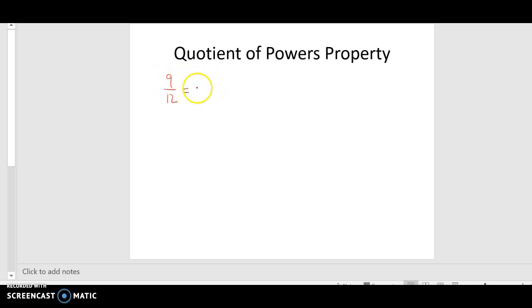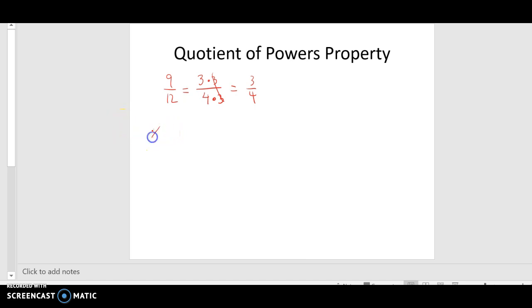So if I reduce this fraction, we all know that it would reduce to 3 over 4. But if I break this up into 3 times 3 over 4 times 3, what happens is these 3's cancel out and leave me with 3 over 4. Okay, so when we have common bases, we can go ahead and cancel those out.